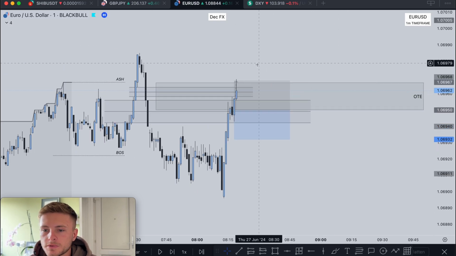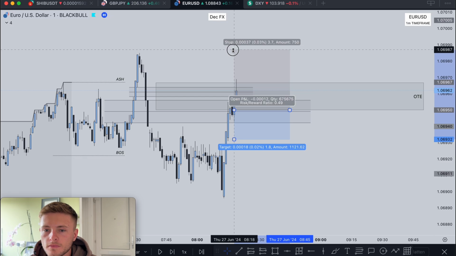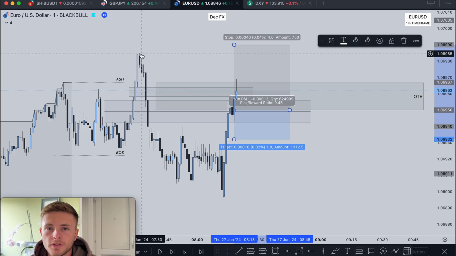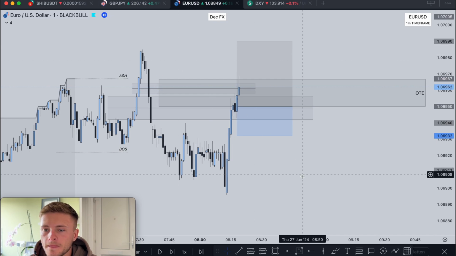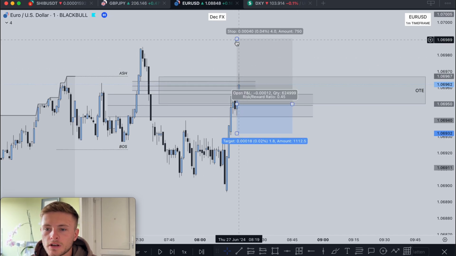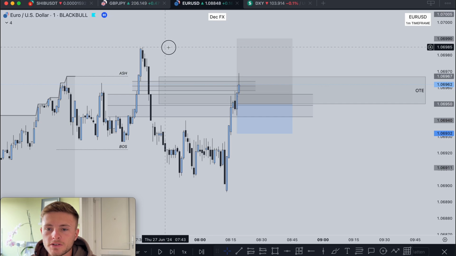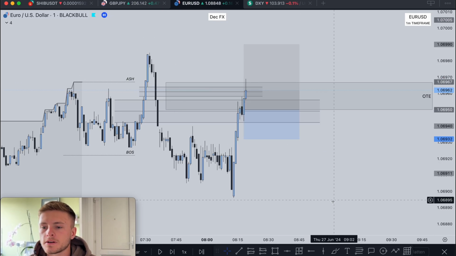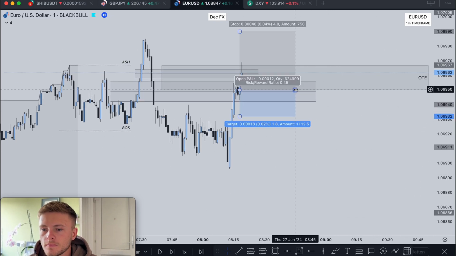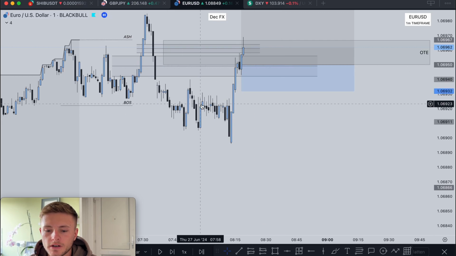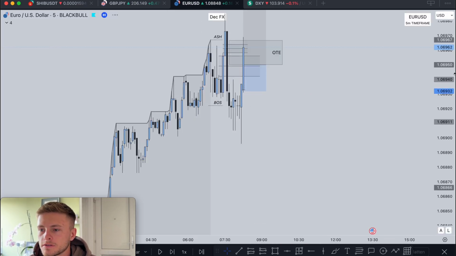And then for stops, I had I think it's about a 4 pip stop just above the recent swing high, because if price does end up coming up into this area and going past the recent high, then we don't want to be in the trade anyway. So, and then for targets, I was just targeting a 1 to 3.